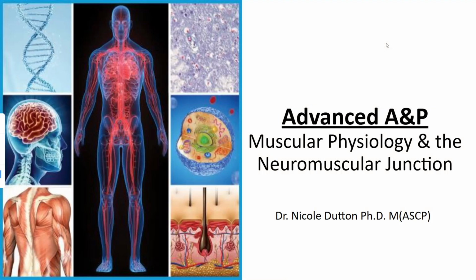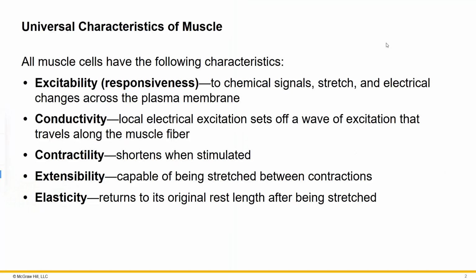Muscular physiology and the neuromuscular junction. Some universal characteristics of muscle would be excitability, or responsiveness. They respond to chemical signals, stretch, and electrical changes across the plasma membrane. Conductivity: local electrical excitation sets off a wave of excitation that travels along the muscle fiber.